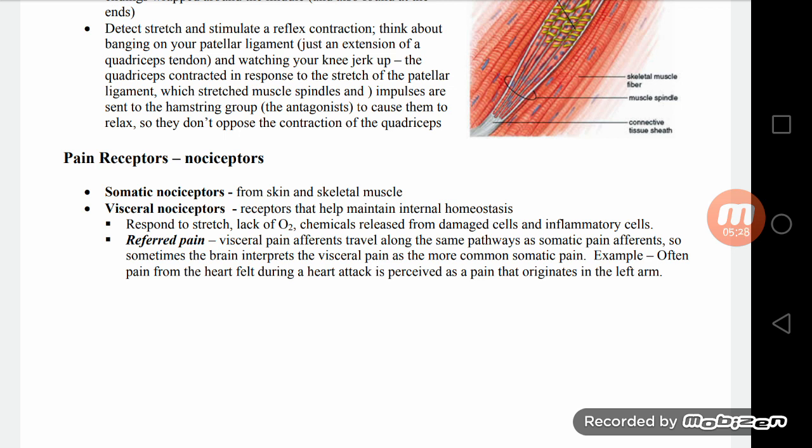So sometimes the brain interprets the visceral pain as the more common somatic pain. Example, often pain from the heart felt during a heart attack is perceived as pain that originated in the left arm.